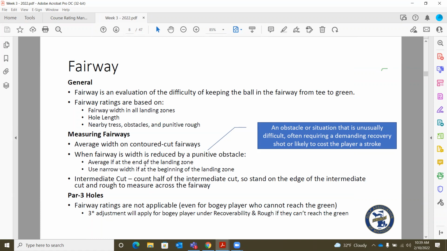So essentially, we're typically looking at averages if we have contoured fairways that aren't perfectly straight, but in some cases, if we have a punitive obstacle, we'll use the very narrow value at the beginning if it happens to come in the beginning. And the logic behind that is because the ball is hitting the ground in that area, and so it's more likely to come into play than one maybe towards the end of the landing zone.